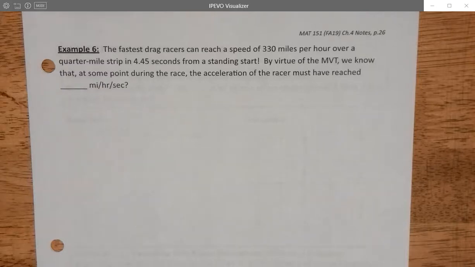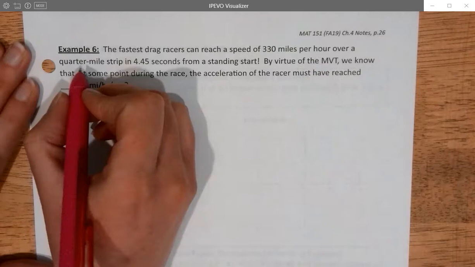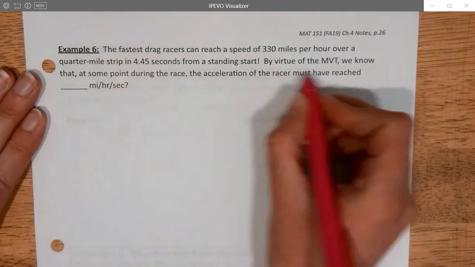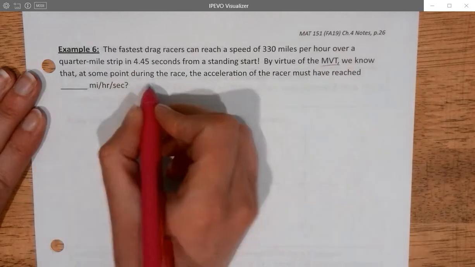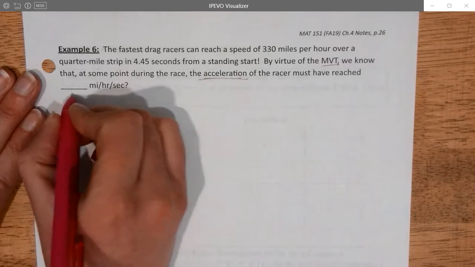In example 6, the fastest drag racers can reach a speed of 330 miles per hour over a quarter-mile strip in 4.45 seconds from a standing start. By virtue of the mean value theorem, we know that at some point during the race, the acceleration of the racer must have reached what?